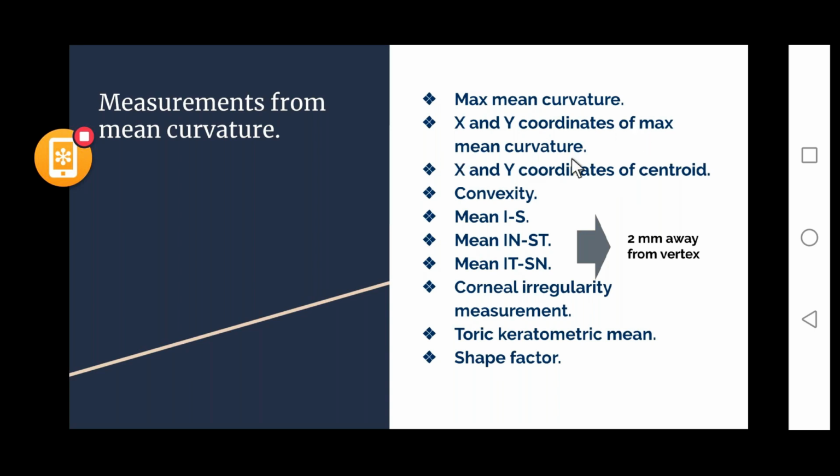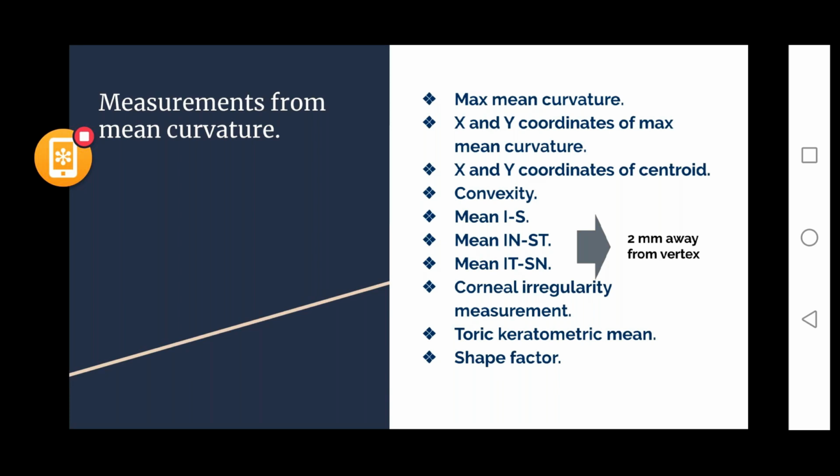Now we were talking about angle kappa. There is something known as the corneal apex and something known as the corneal vertex. What is the corneal apex? That is basically nothing else but the steepest area. So the maximum mean curvature tells you the steepest area, and secondly the x and y coordinates tell you where the steepest area is with respect to the vertex of the cornea. I will say again, it tells you where that point of the steepest area is present, how far it is from the vertex of the cornea.